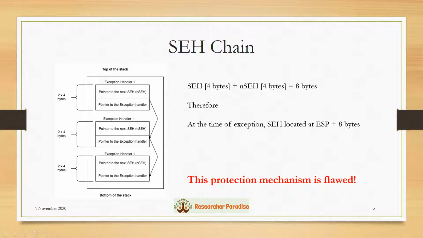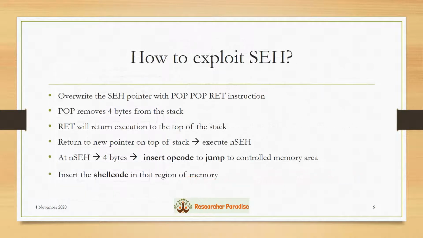Now, as SEH is located at ESP plus 8, if we decrement the stack by 8 bytes and return the new pointer to the top of the stack, we will then be executing the next SEH. And then we also have 4 bytes of space available at NSEH to write the opcode that will jump to an area of memory that we want to control.